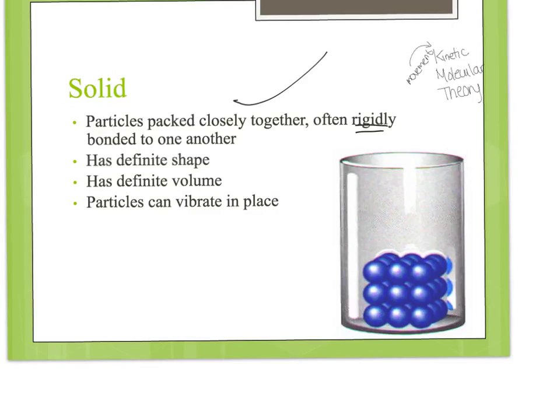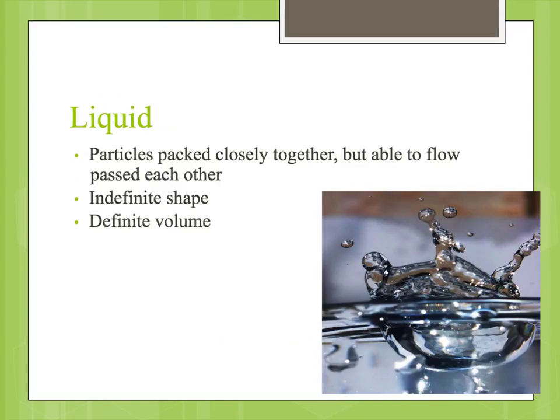Our next one is the liquid. Liquids is when the particles are packed closely together, but they're able to flow past one another. What that means is that we have those same types of particles just like we had in a solid, but now instead of them being held in place, think of it this way: in a solid, you're attached to your partner with a piece of Velcro. Well, in a liquid, you would be held in place with a long jump rope, so you could move past one another. So that's what it means that they're able to flow.